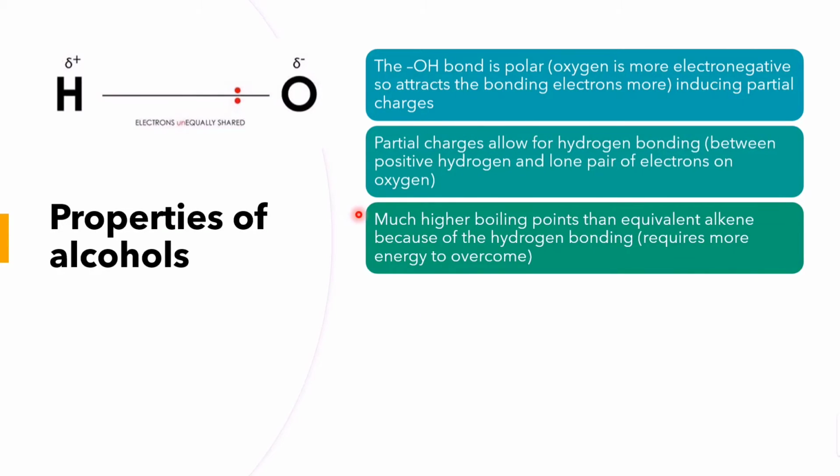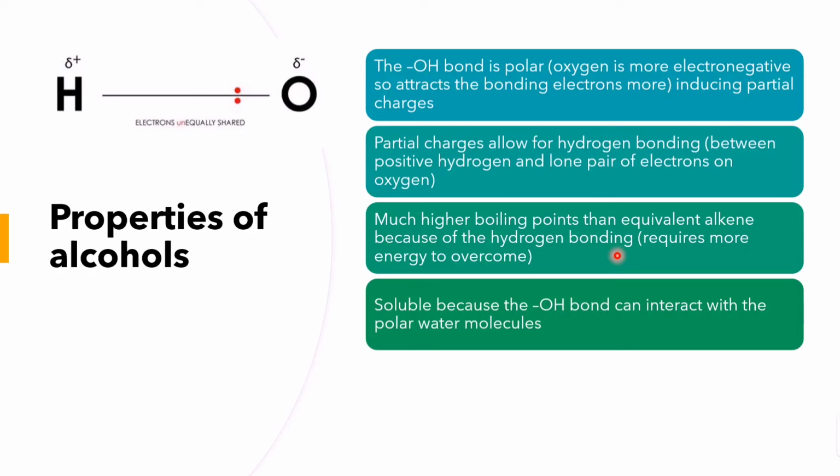And this is why alcohols have much higher boiling points than their equivalent alkenes, because hydrogen bonding requires much more energy to overcome. So our alkenes don't have this hydrogen bonding, therefore their boiling points are lower because they don't need this extra energy to overcome this strong intermolecular force, these hydrogen bonds.